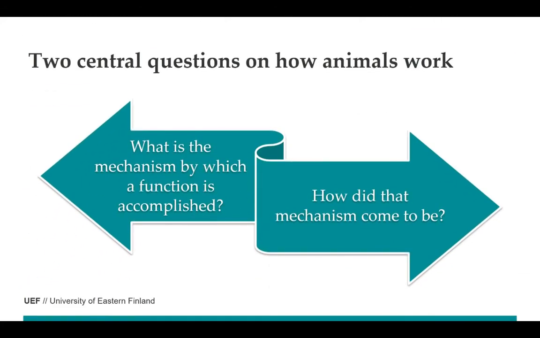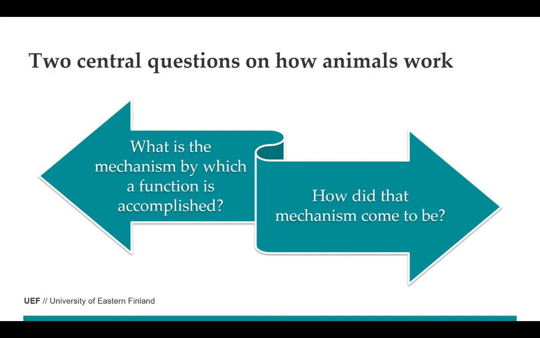How the animals are working, we can think of in two ways. On the left-hand side, you can see the mechanisms by which this function is accomplished. So now we are thinking in a very mechanistic way of the machine called the animal, which has several different molecules that are interacting with each other and causing it to survive or not survive in this environment.